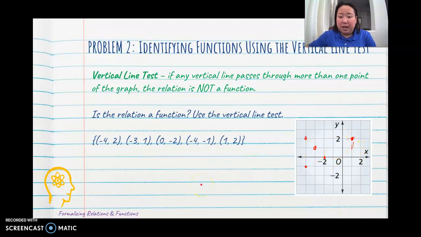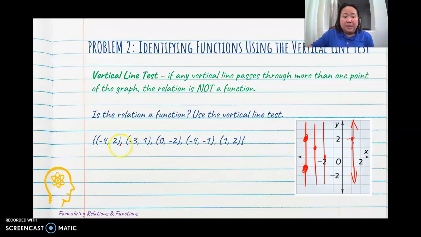So if you imagine having vertical lines anywhere that will touch each of these points, okay? So you have a vertical line here. How many points did it touch? Just one point here, only one point. Another vertical line here, just one point. But take a look at this vertical line. How many points were touched by this vertical line according to the graph? You have two points. This point over here and this point over here lie on the same vertical line.